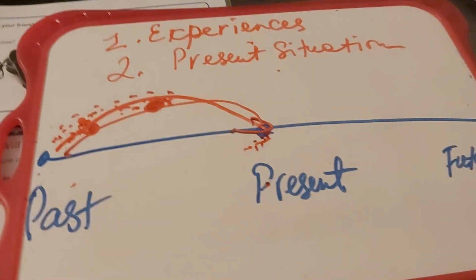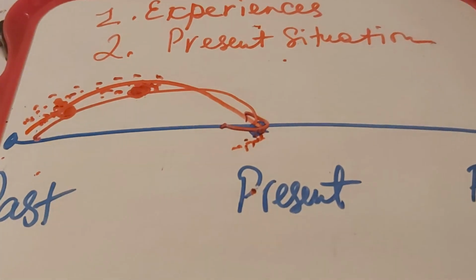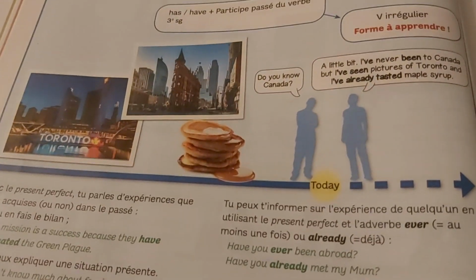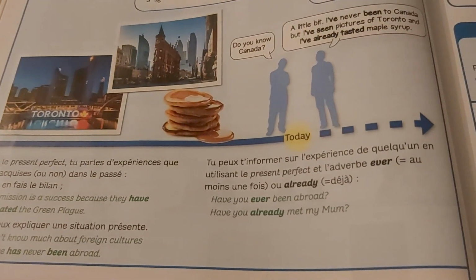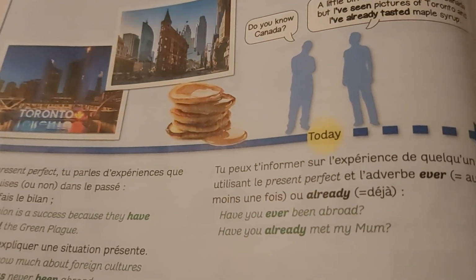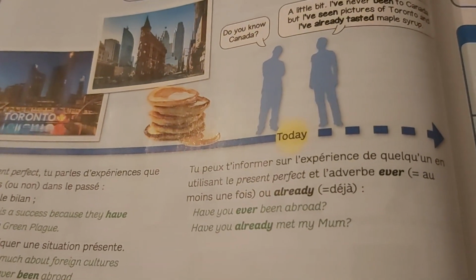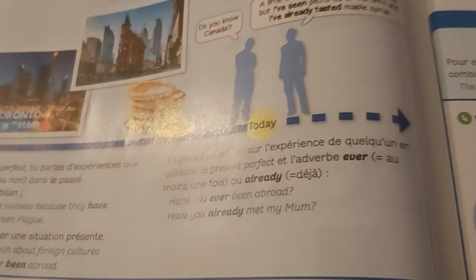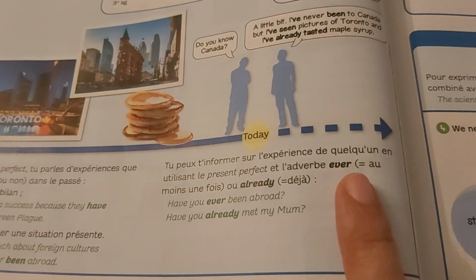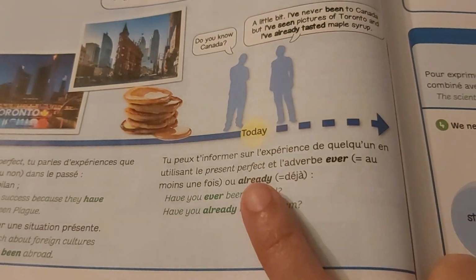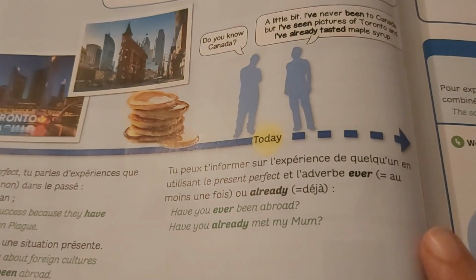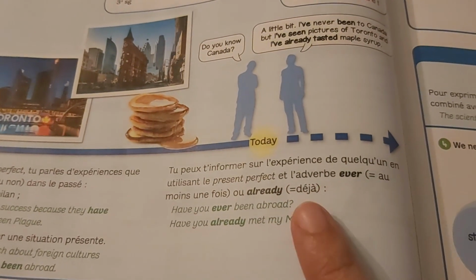Great, and we're going to continue with our third explanation. Actually, it's going to be the adverbs of present perfect. Okay, we can see here only two adverbs. There is ever and there is already. Later we're going to learn more, but for now we're going to learn only two of them.